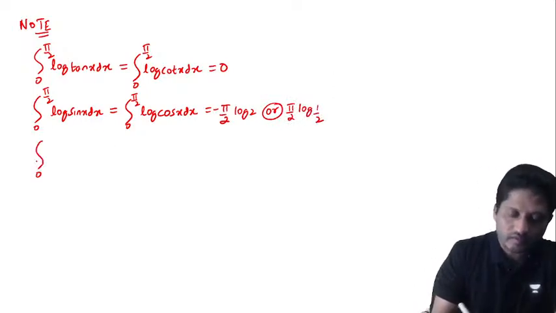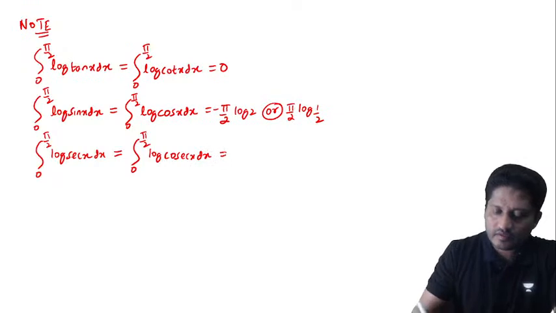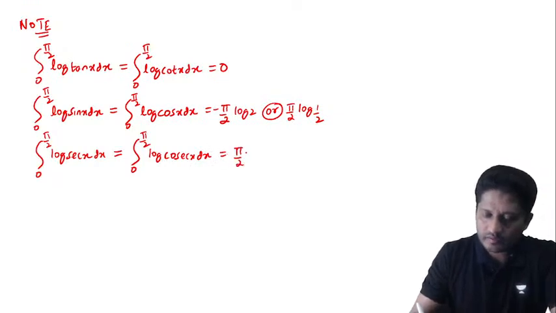Right, now the integral from 0 to pi by 2 of log of sec x is equal to the integral from 0 to pi by 2 of log of cosec x dx, which is equal to plus pi by 2 into log 2, or minus pi by 2 into log 1 by 2.